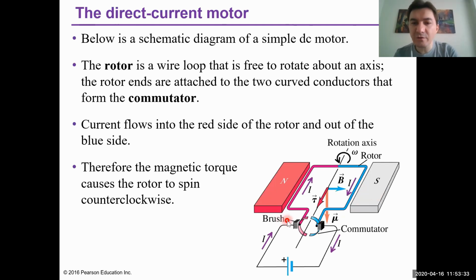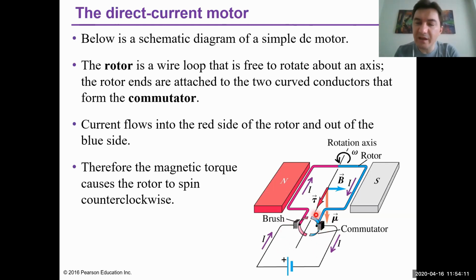And here we have a loop. This is the EMF source, and current goes in that direction. Okay, this is the direction of the current, from positive to negative. Here we have a rotor. The rotor is made from this part and this part, okay? This is a conducting loop. And here we have a commutator. In Turkish, we can say çevirici, okay?